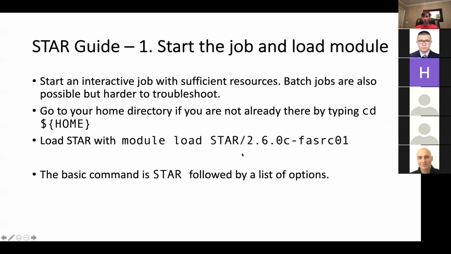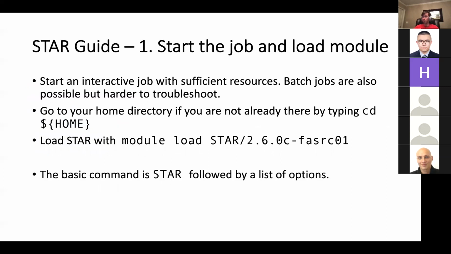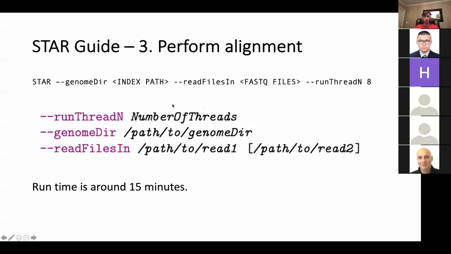What I meant by this is that the basic command to do anything in STAR is star, but it has to be followed by options. If you want to do run mode genome generate, then you type star space --genome generate. If instead you just want to do alignment, you type star space. The default mode is alignment, so you don't have to say anything, but you just have to specify where the index is and where your FASTQ files are. Yeah, okay, that makes sense. Thank you.